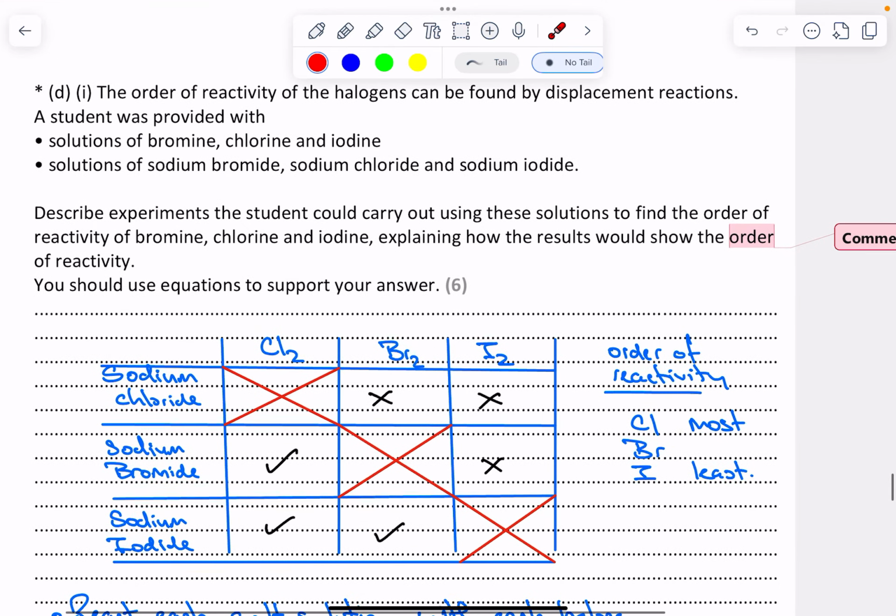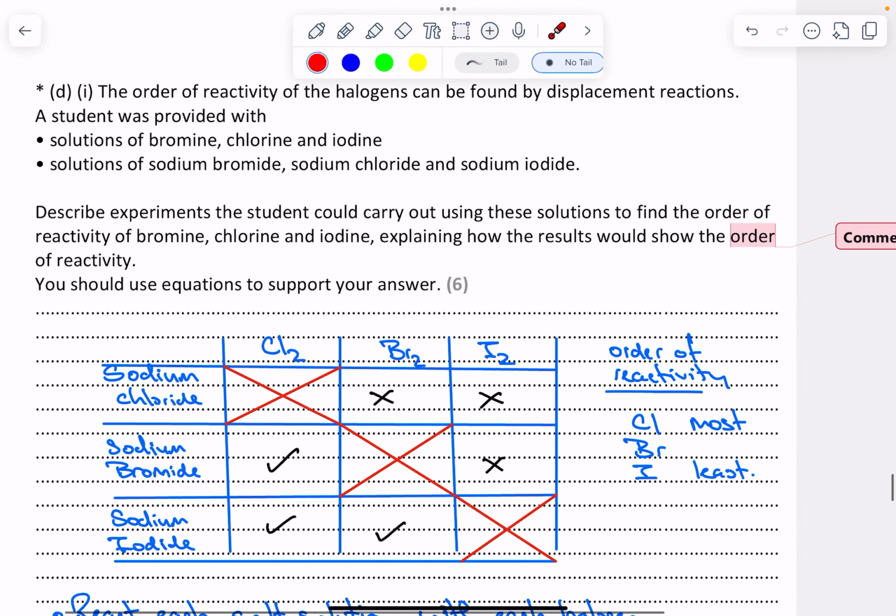Okay, so this question is asking us to explain how we do the halogen displacement reactions. So I've drafted my answer here. I'm going to take you through it to see how I would structure this particular response.